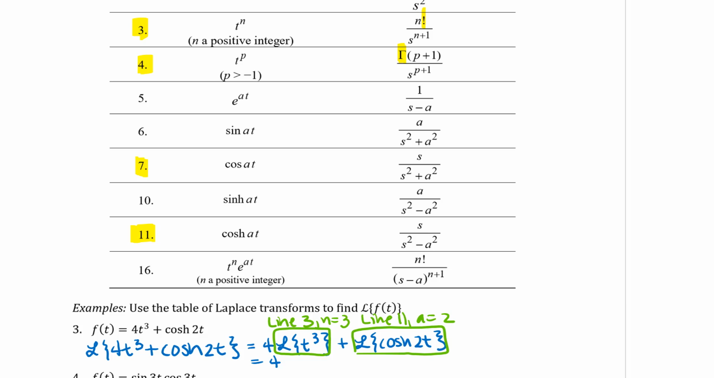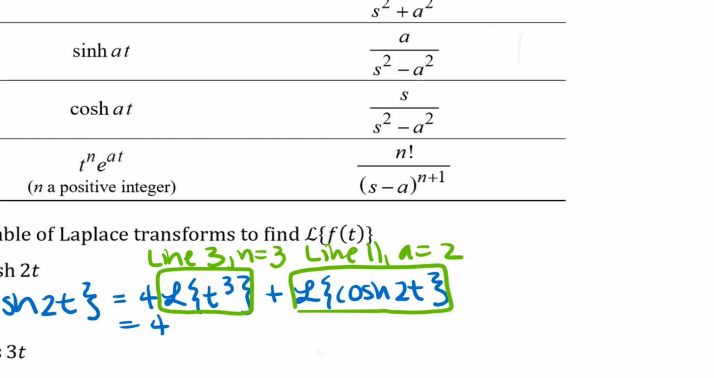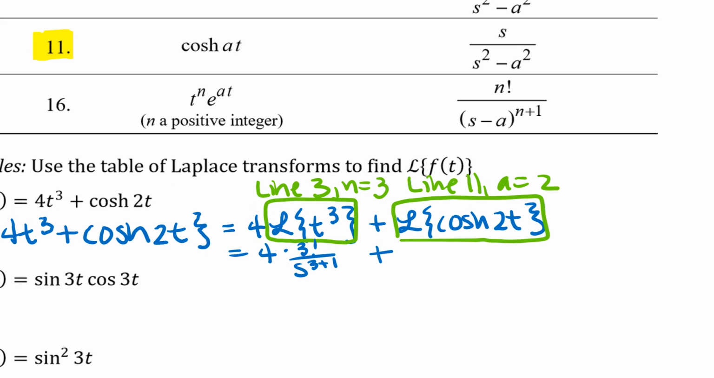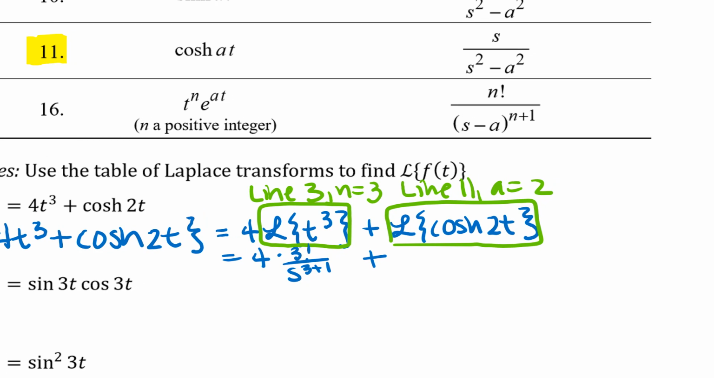Okay, so now I'm just going to do what it says for the right-hand side of the table for each of those. So I'm going to have this 4 out front for my Laplace transform of 4t cubed. The Laplace transform of t cubed tells us we're going to have 3 factorial over s to the 3 plus 1. And then for line 11 on our table, for the Laplace transform of cosh of 2t, we're going to have s over s squared minus 2 squared. Remember that our a is 2.